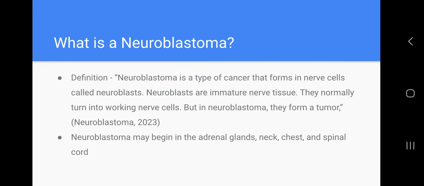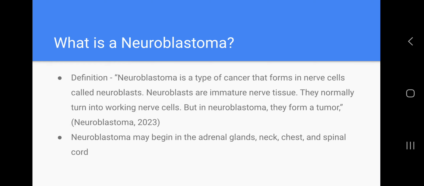So what is a neuroblastoma? Well, the best definition that I could find that I wholeheartedly agreed with was that neuroblastoma is a type of cancer that forms in nerve cells called neuroblasts. That's why it gets the name neuroblastoma. So neuroblasts are immature nerve cells. They normally turn into working nerve cells, but in neuroblastoma, they form a tumor.